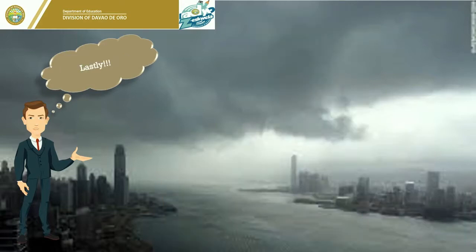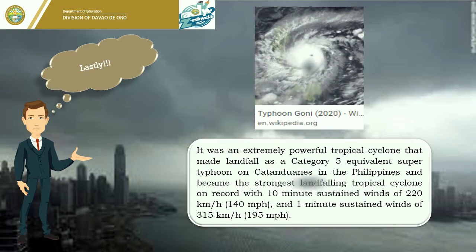Lastly, Super Typhoon Rolly in 2020. It was an extremely powerful tropical cyclone that made landfall as a Category 5 equivalent Super Typhoon in Catanduanes in the Philippines and became the strongest landfalling tropical cyclone on record. Rolly maintained Category 5 strength for over a day before making landfall on Catanduanes at peak intensity with 10-minute sustained winds of 220 km per hour and 1-minute sustained winds of 315 km per hour.